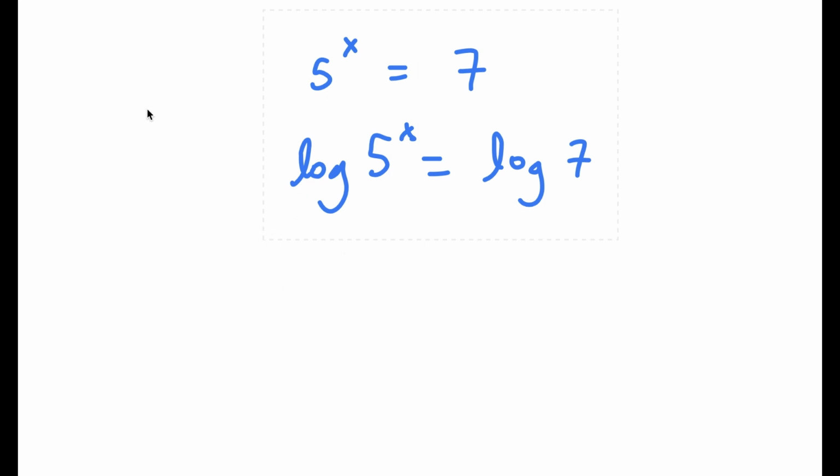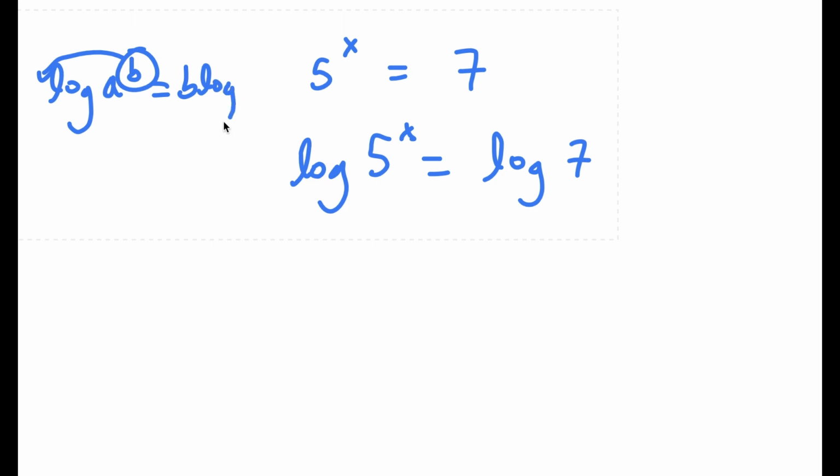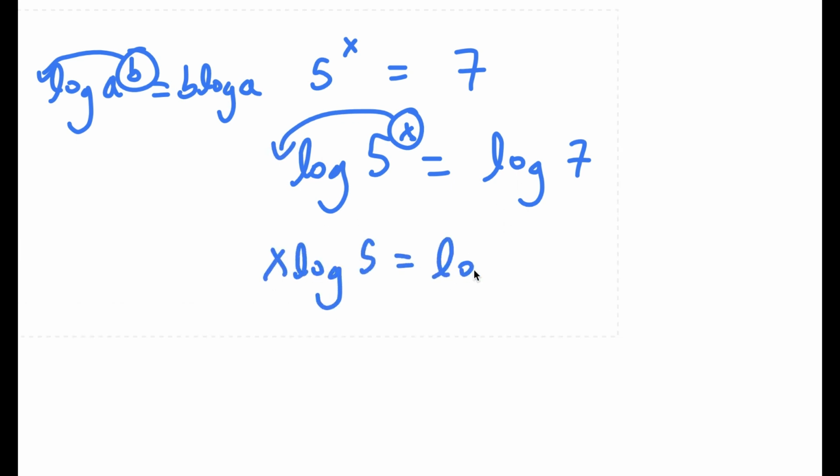Now, if I have something in the form log a to the power of b, I can actually move this exponent b to the front. So this would equal b times log a. So in this case, I have log 5 to the power of x. I can move x to the front, so this can equal x times log 5, which is equal to log 7.